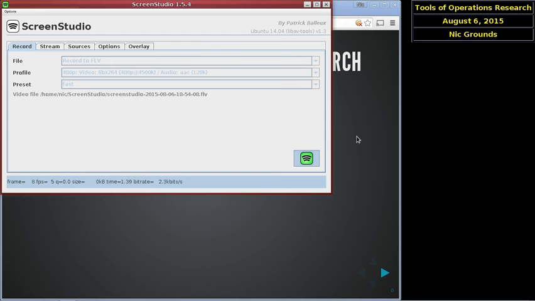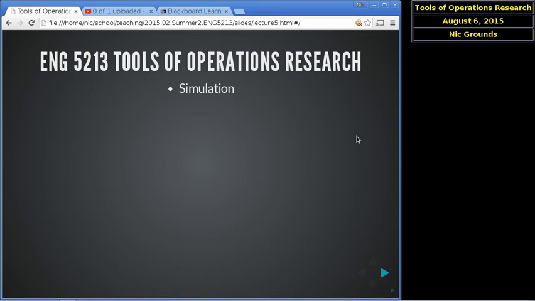All right, so final lecture for Tools of Operations Research. So we've covered data mining, we've covered forecasting of time series, we've covered optimization, specifically linear optimization. We've talked a little bit about other kinds, but we've only really practiced or exercised linear optimization, but several different forms of it. So the last thing we're going to talk about is simulation.